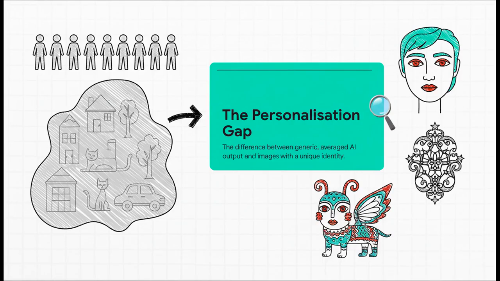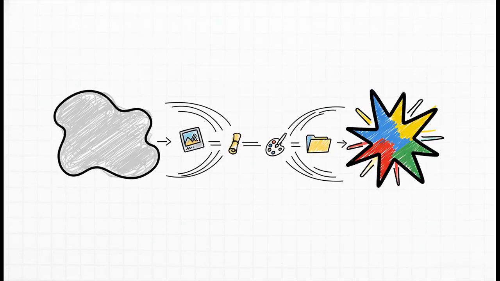You see, AI models are trained on just massive amounts of data, right? So their default setting is to create the statistical average of everything they've ever seen. So in other words, they're pretty generic by default. But what if you don't want the average? What if you want something that's uniquely yours?